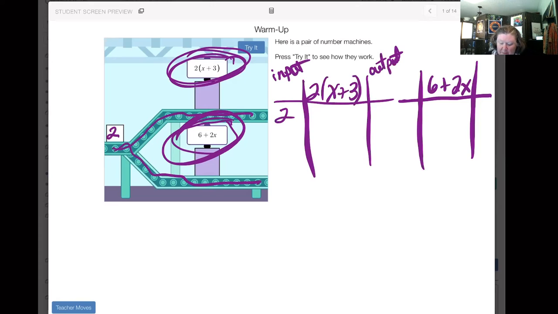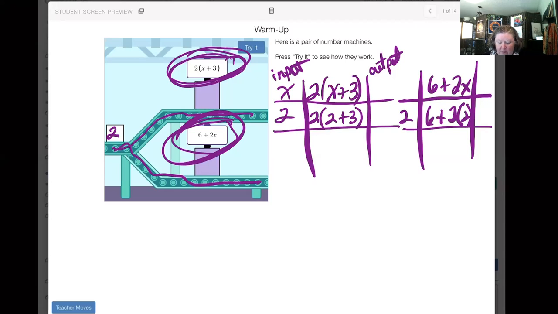it's going to go into both. And I want you to look at what's going to happen here. The 2 is going to stay in its place. The x, because the input column is our x, is going to be replaced with the 2. And in the second one, the 6 stays the same, + 2 × 2.